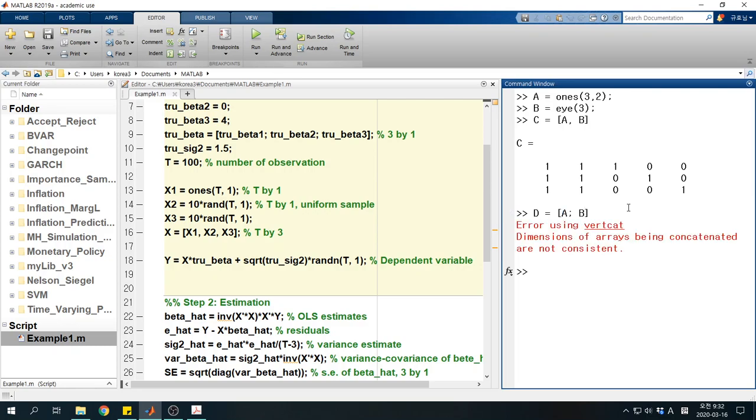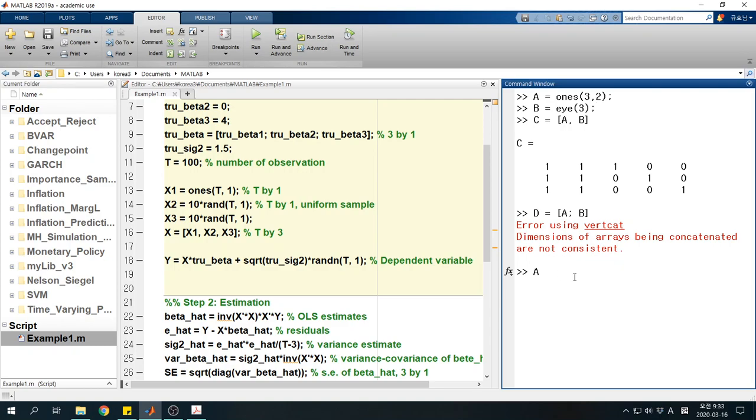Here's an error. Why? Because if you try to connect matrices in column, then the number of columns must be the same, right? Here, matrix A has 2 columns, the number of columns is 2, but B has 3 columns. So that's why it's not possible to connect these two matrices in column, right?